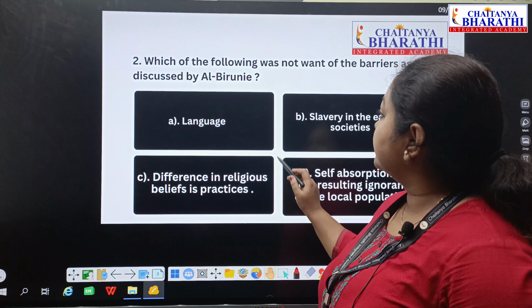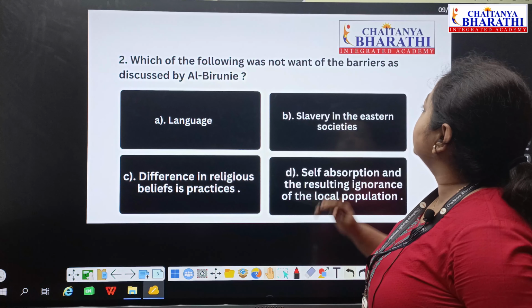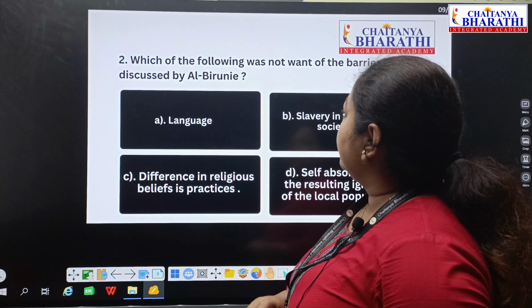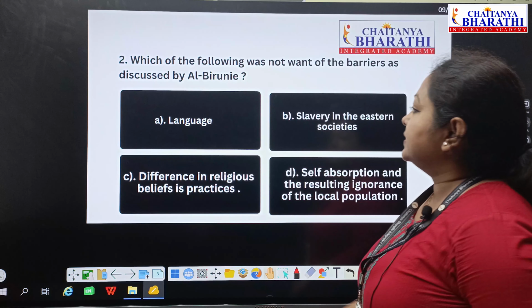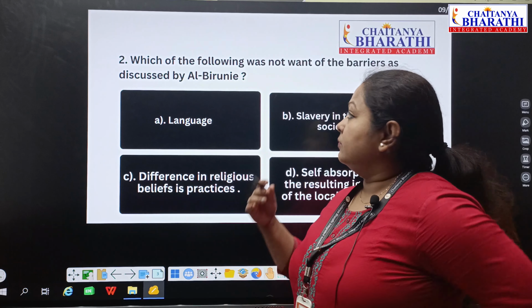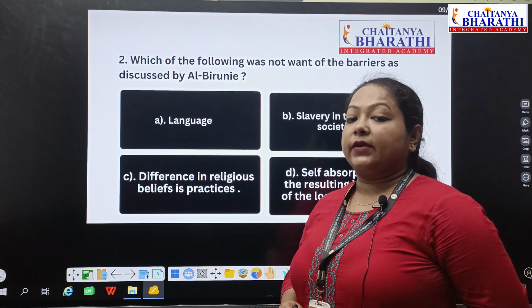Okay, what's the next question? Which of the following was not one of the barriers as discussed by Al-Biruni? Which was not discussed by Al-Biruni in his book of account? Okay, so which option?